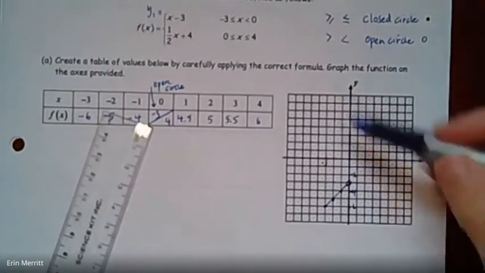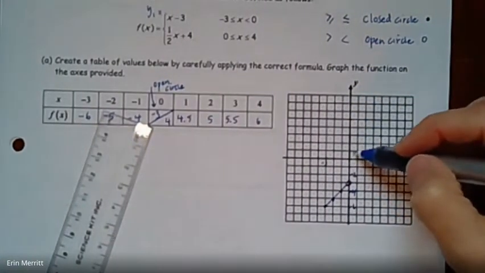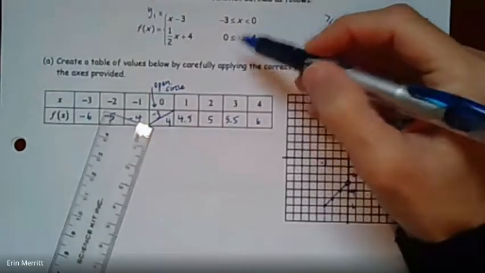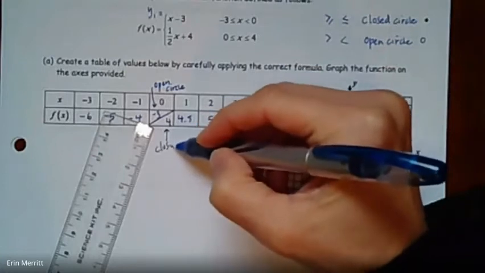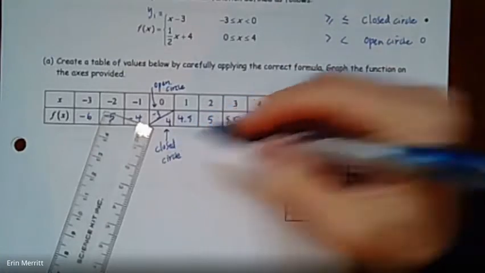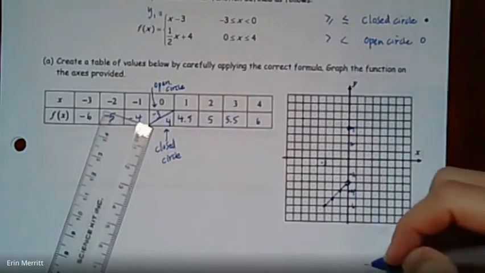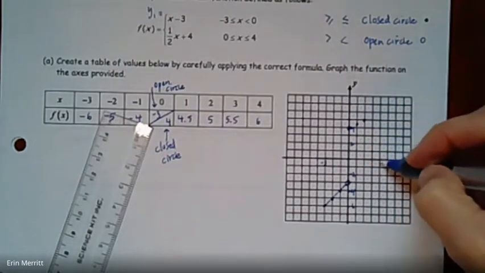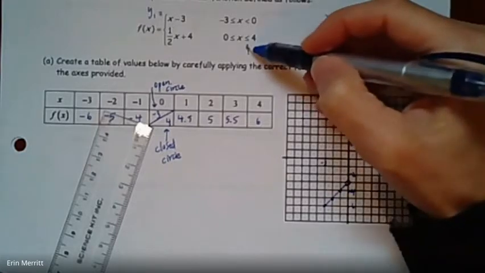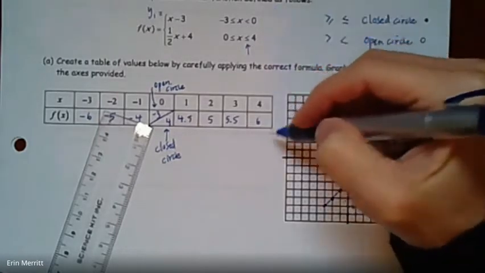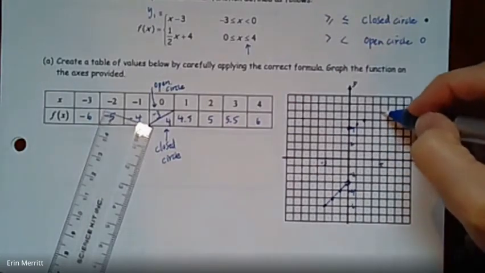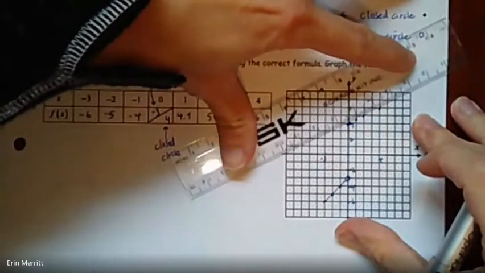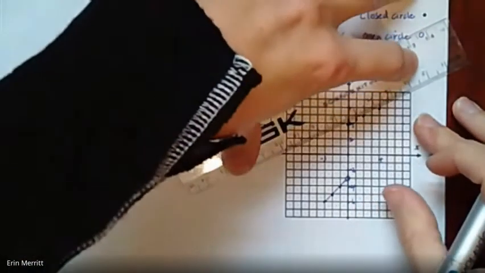All right. And the other half of the line at 0, we start up at 4. So let's see, we've got 0, 4. And because this is a closed circle here, we close the circle there. Then at 1, we go up to 4.5. At 2, we're at 5, and so on. So we're going to have another closed circle right there at 4, 6. All right, connect the dots. So you get this little line segment up top, and you get a little line segment below.